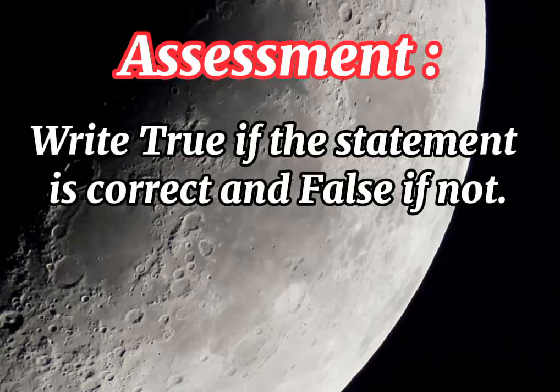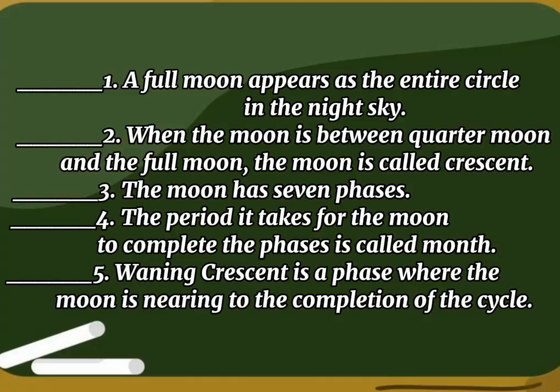Write true if the statement is correct and false if not. 1. A full moon appears as the entire circle in the night sky. 2. When the moon is between quarter moon and the full moon, the moon is called crescent. 3. The moon has 7 phases. 4. The period it takes for the moon to complete the phases is called month. 5. Waning crescent is a phase where the moon is nearing the completion of the cycle.